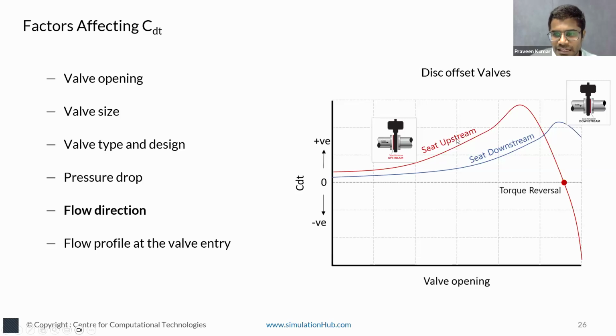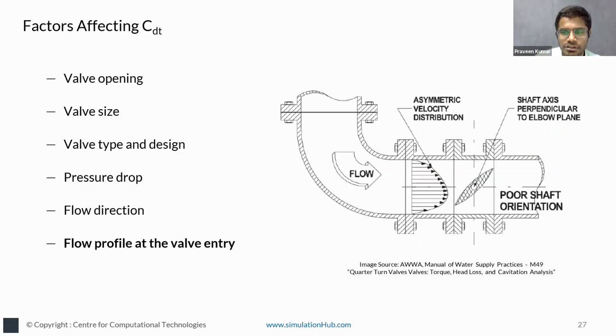And coming back to the seat upstream case, where the value changes from positive to negative. Positive indicates the forces tend to close the valve, and negative indicates the forces tend to open it. In between, where it crosses the zero line, the x-axis, that is the torque reversal point. We need to avoid operating at this opening where the torque reversal is found.